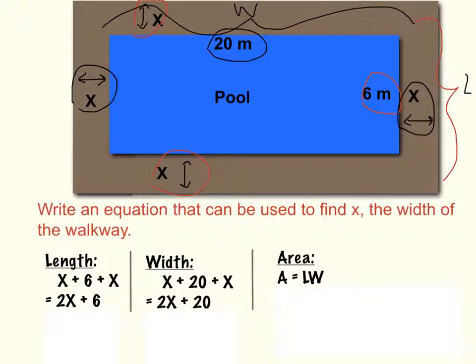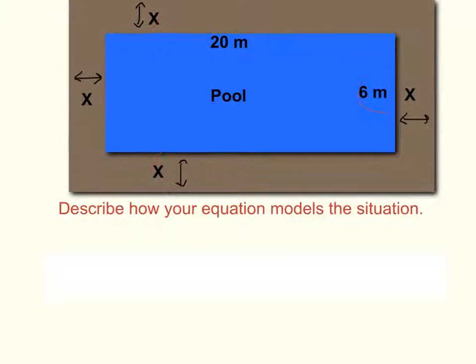Since area is length times width, as we said, I'm going to take my length and multiply it by my width and make it equal to the total area, which was 240. So our equation is (2x plus 6) times (2x plus 20) equals 240.